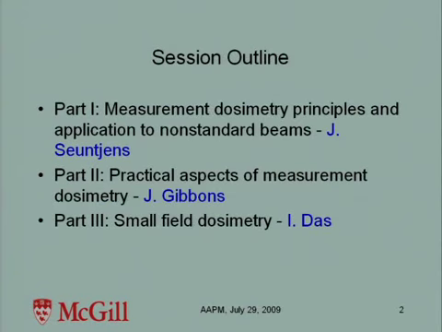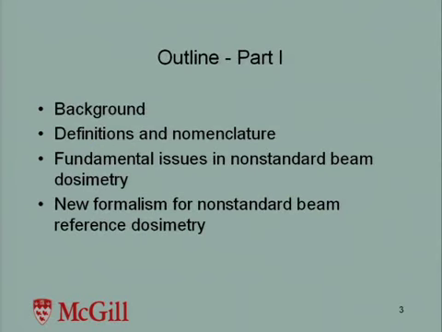I already explained this, 3 parts in the session. In my part, the first part, I will discuss a few background issues, some definitions and nomenclature. I will discuss some fundamental issues in non-standard beam dosimetry, and we will look at the new formalism in some detail and an example.